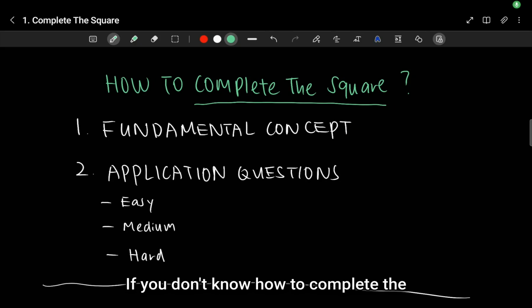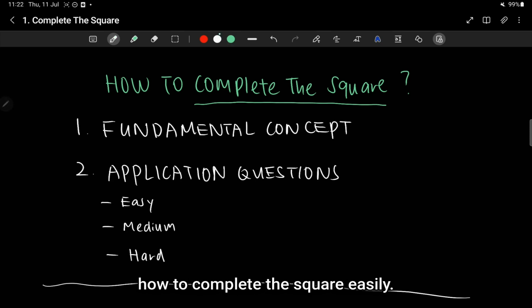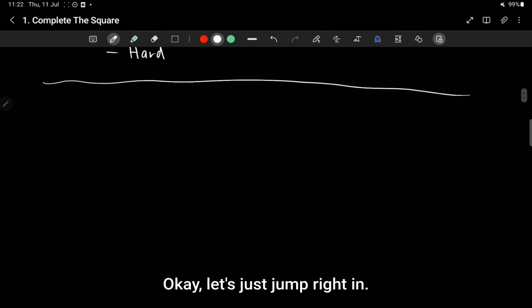If you don't know how to complete the square, you're going to struggle in math. So in today's video, I'm going to teach you exactly how to complete the square. And after I go through the fundamentals, I will go through 3 questions ranging from easy, medium to hard. And by the time you finish this video, you will know exactly how to complete the square easily. Okay, let's just jump right in.